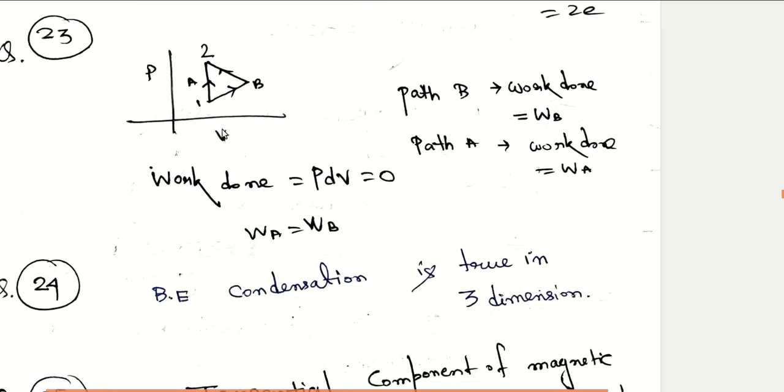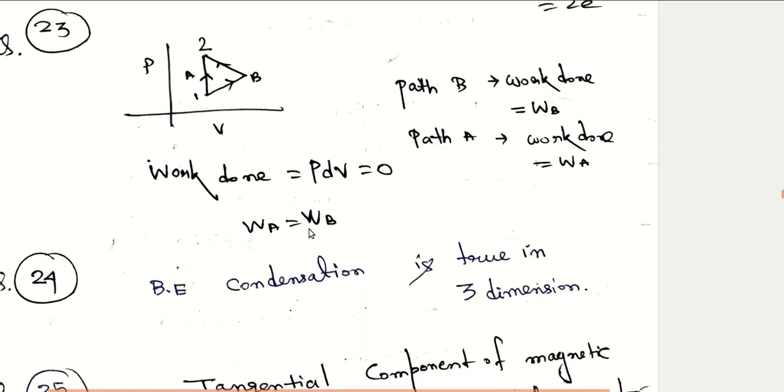Next, a PV diagram was given, and we are going from 1 to 2 in two paths. One path is A, one path is B, but as you can see, the work done is basically PdV, and as the volume is not changing, the work done will be 0. So whichever path you take, it will give you 0. So basically WA equals WB.